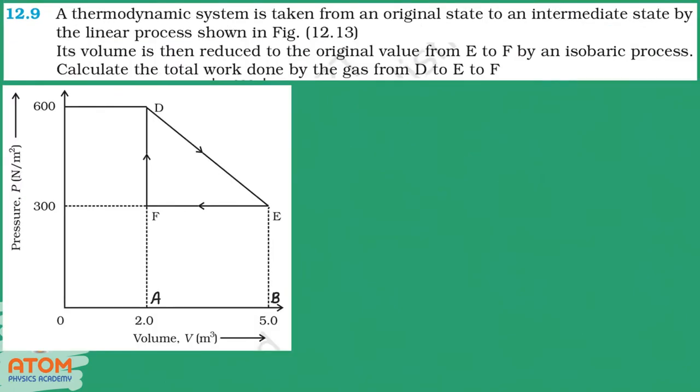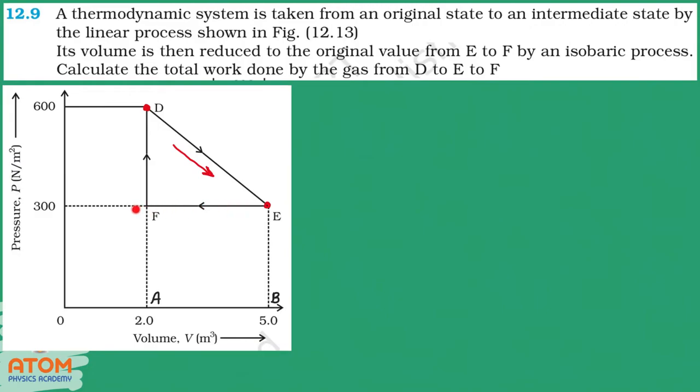Now comes a graphical question. 12.9. A thermodynamic system is taken from an original state to an intermediate state by a linear process as shown in the figure. See, this is the initial state, and this is the intermediate state. So the system is moved here in a linear process from D to E. Now, its volume is then reduced to the original volume from E to F by an isobaric process.